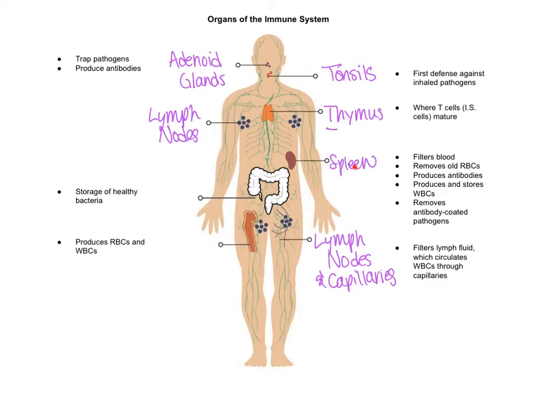Next is the spleen. The spleen, believe it or not, is a really important organ. It has a number of functions, including filtering the blood. It removes old and worn out red blood cells. It helps produce antibodies that provide protection against things that you've been exposed to. It produces and stores your white blood cells, and it helps remove antibody-coated pathogens. We'll learn more about what that is later, but essentially your spleen is a really important filter.